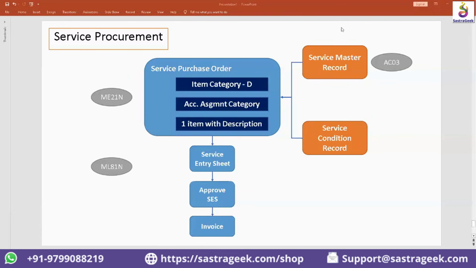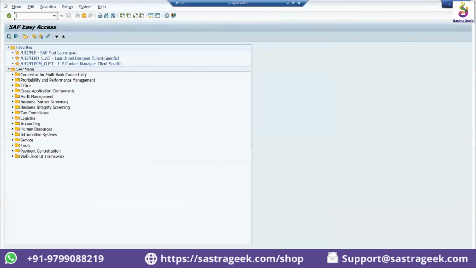So let's get into the system and continue. First, we will create a service master record. The code is SC03.